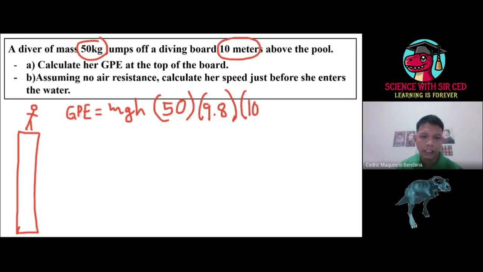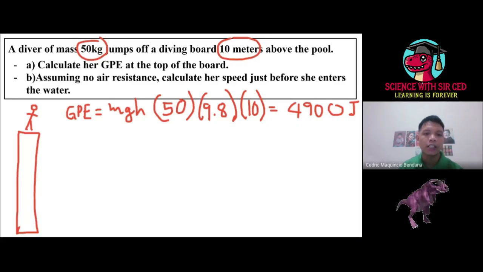If we're going to calculate that, okay, using your calculator, calculate 50 multiplied by 9.8 multiplied by 10. You will be getting 4,900. 4,900 joules. Now, look at the situation B. Assuming no air resistance, calculate her speed just before she enters the water.